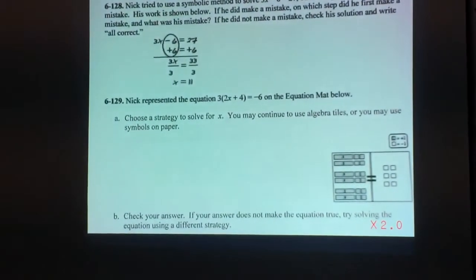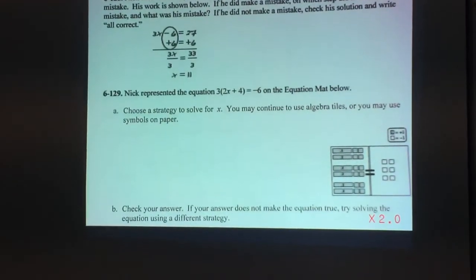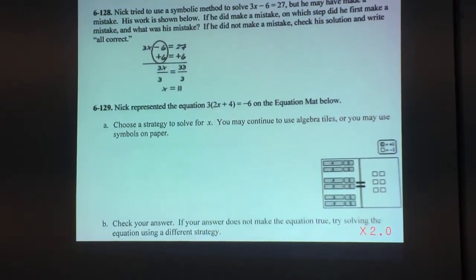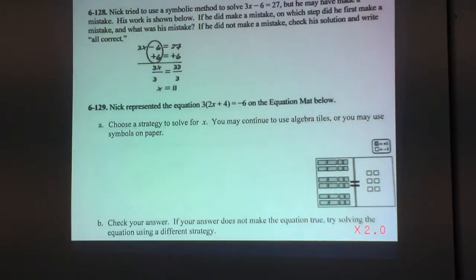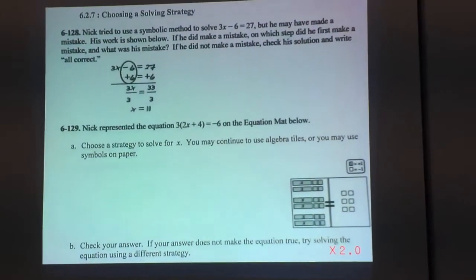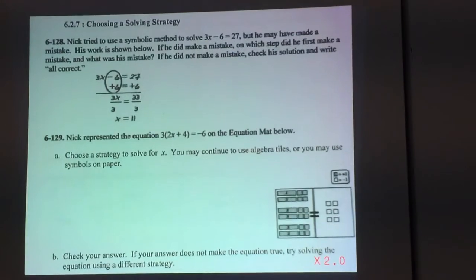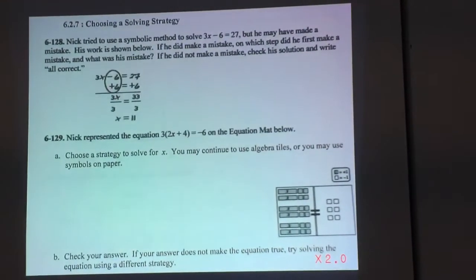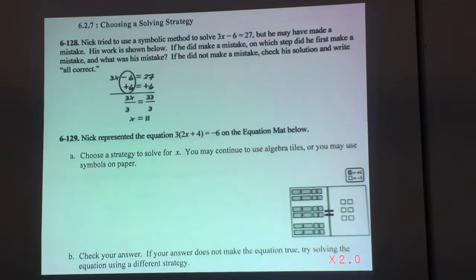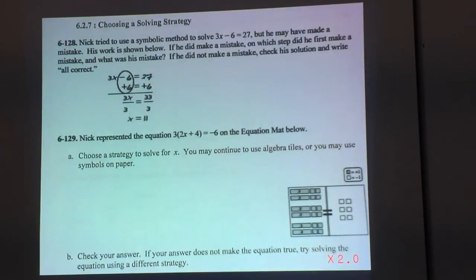Okay. Oops, what happened there? What happened? It's blocking my thing. Okay, so wait a minute. I have to adjust this a minute. Is that better? That's better. Okay. Don't touch it now. Alright, here we go.